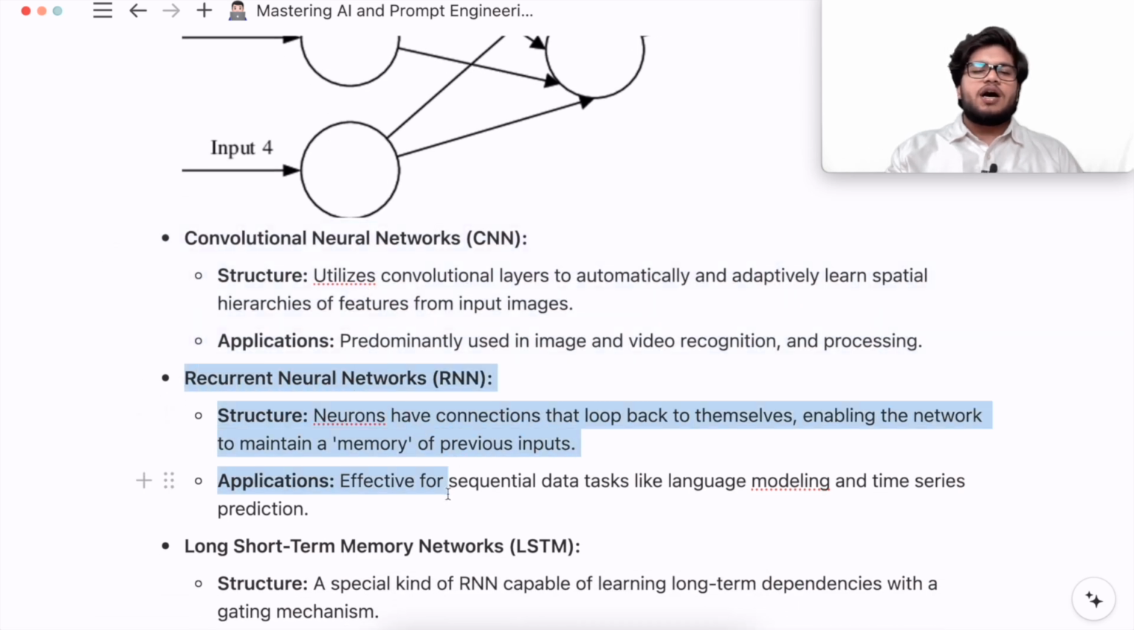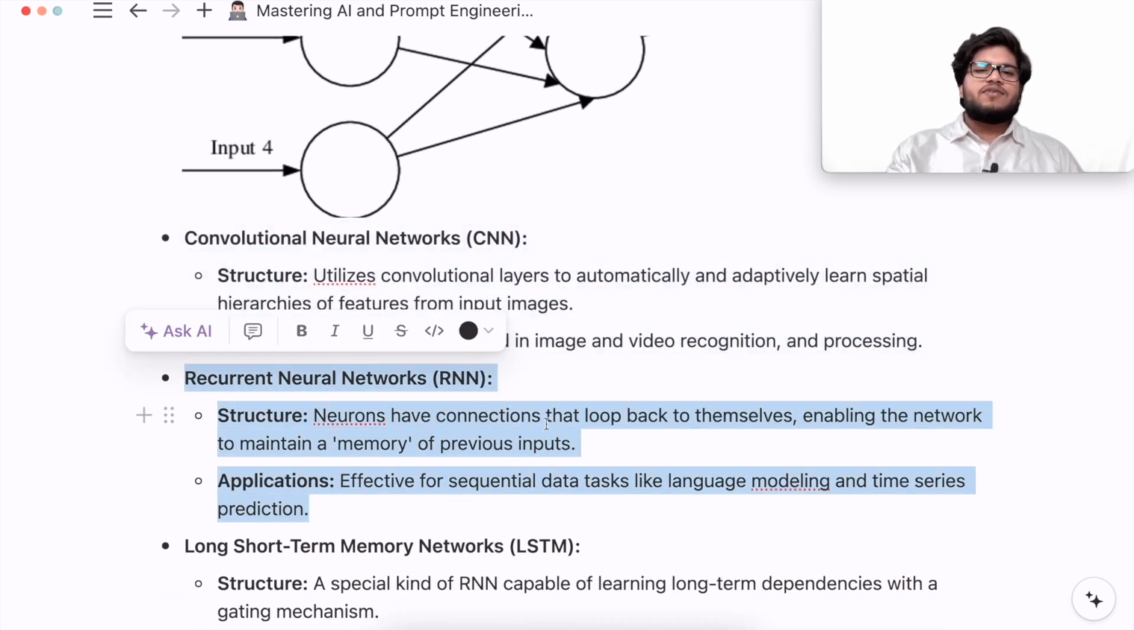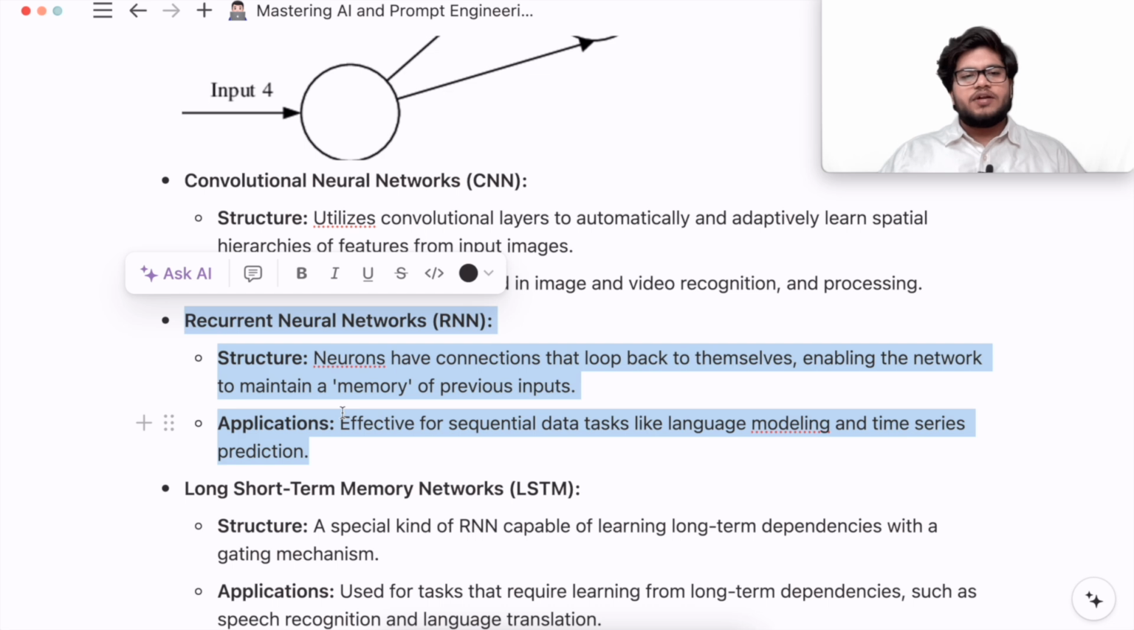Recurrent neural network, RNN. Neurons have connections that loop back to themselves, enabling the network to maintain a memory of previous inputs. The application of recurrent neural networks is effective for sequential data tasks like language modeling and time series prediction. We have the new version of ChatGPT, that is ChatGPT 4o, that works for real-time data.